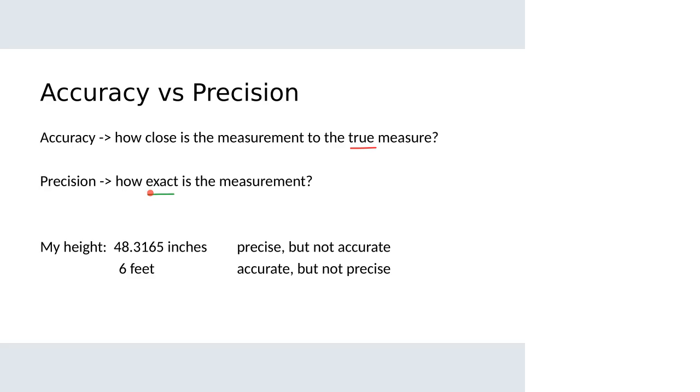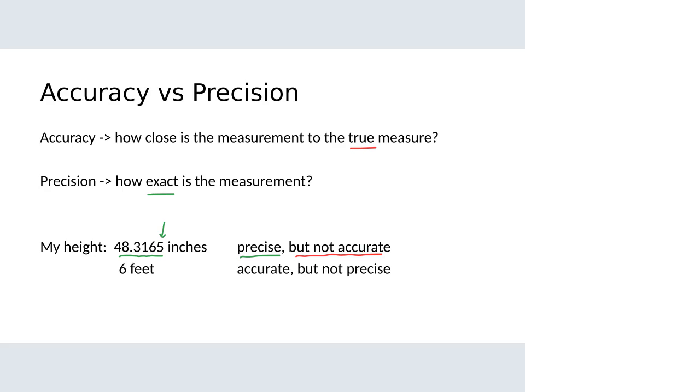An example of these would be if you said that my height was 48.3165 inches. That's very precise. I mean, it goes all the way to the 10,000ths place. The problem is I'm nowhere close to 48 inches tall being correct. So this is not accurate. I'm not 4 feet tall. So while this is very precise, it's not accurate.